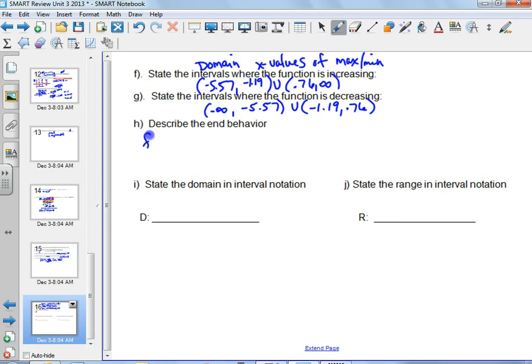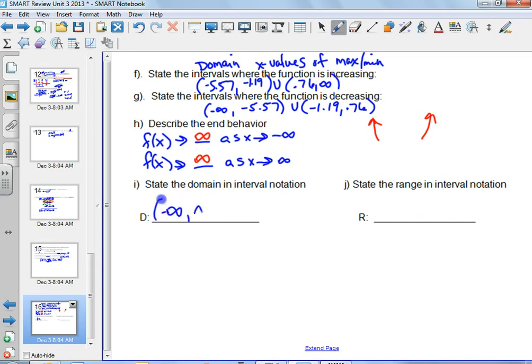The end behavior always starts the same way. f of x approaches something as your x's go to the left, let's do that first. And then f of x approaches something else as your x's go to the right. So let's see, this guy was a quartic. The end behavior did a lot of stuff in the middle, but basically it went up on both sides. So as my x's travel to the left, my function travels up. As my x's travel to the right, my function also travels up. And then the domain, because it's a normal polynomial, is always negative infinity to infinity.